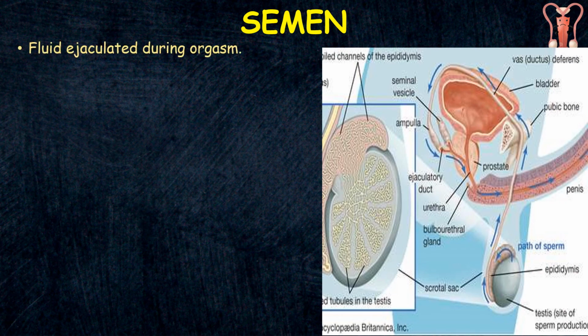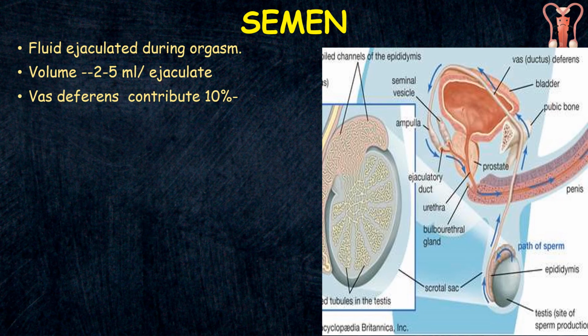Semen, or the seminal fluid, refers to the fluid which is ejaculated during orgasm at the time of the male sexual act. The average volume of the semen per ejaculation is 2.5 to 3.5 milliliters after an abstinence of 2 days. The volume of the semen can decrease with repeated ejaculation.